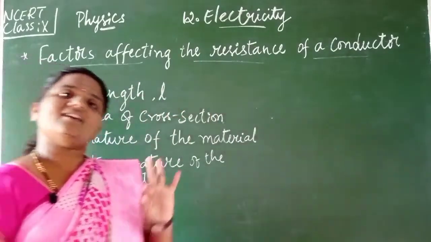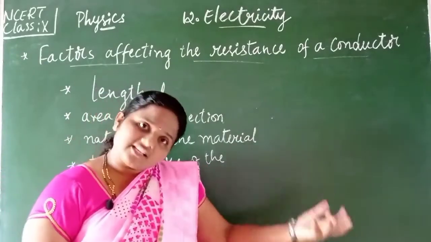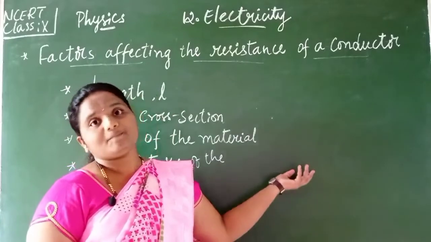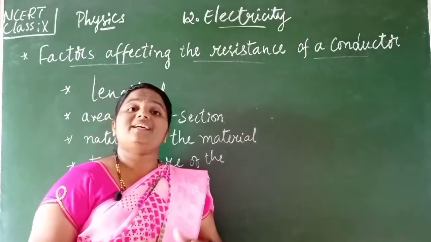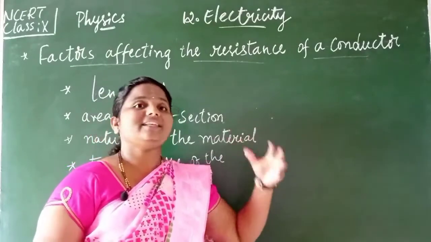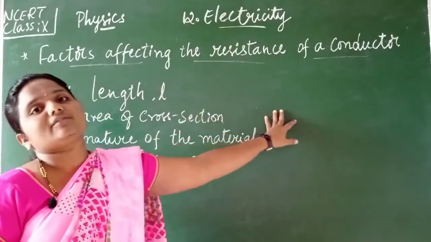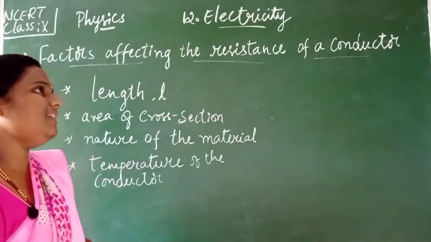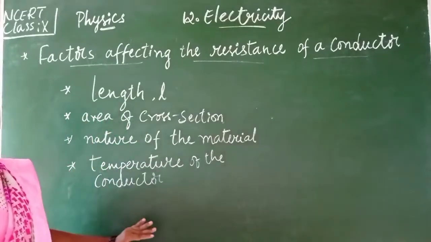It means that there are certain factors which may increase with the increase of the second quantity, and there are certain factors where if one decreases, the other may increase. All such things we are going to study about factors affecting the resistance of a conductor. And there are mainly four factors which affect the resistance of a conductor.